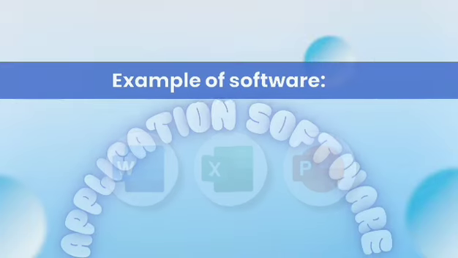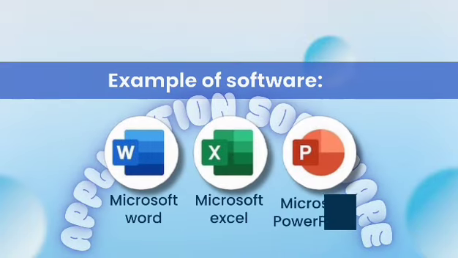Second, application software. This type helps users perform a specific task. Examples are Microsoft Word for writing, Google Chrome for browsing, Photoshop for editing pictures, social media apps like Facebook, and even mobile games.